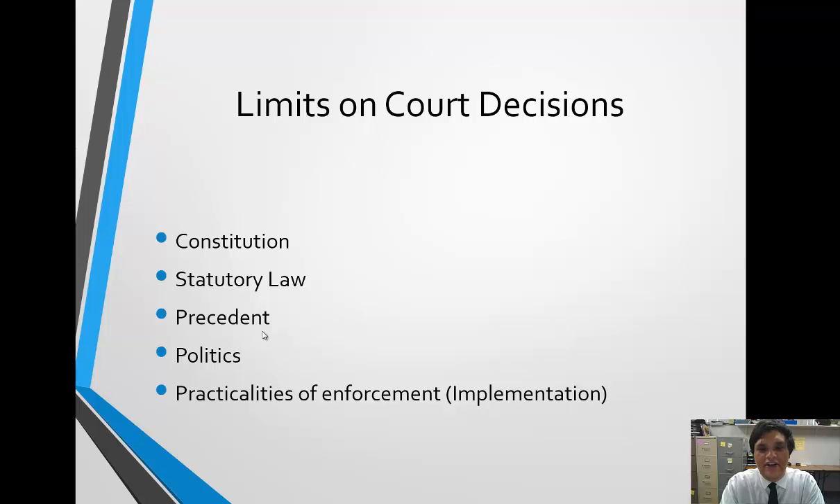And then practicalities of enforcement. If a law seems impractical to enforce, or it seems an overbreach by the government or anything like that, then the Supreme Court can also decide based on the practicality of enforcement of that particular law to decide in that particular case as well.